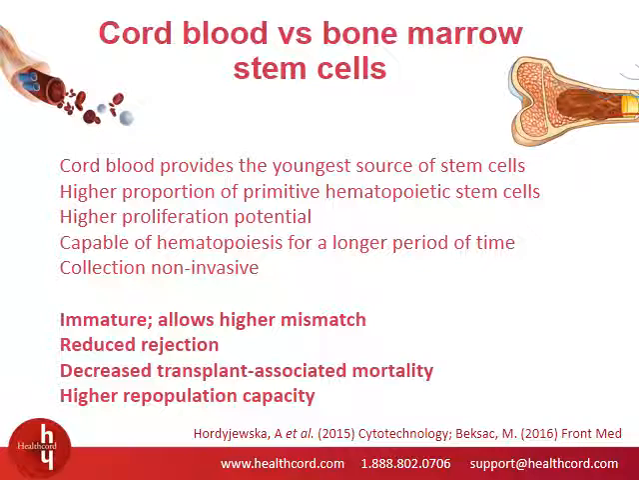Researchers believe the immaturity or the primitive nature of stem cells in cord blood is behind this observation. What's more, other studies show that transplants involving cord blood stem cells are associated with reduced rejection and reduced transplant-associated mortality rates. Studies also show that cord blood stem cells have higher repopulation capacity, or the ability to replenish the immune system of a patient, than stem cells from bone marrow. Given the enhanced potential of cord blood stem cells, preserving them when possible with cord blood and cord tissue banking is recommended to all expectant parents.